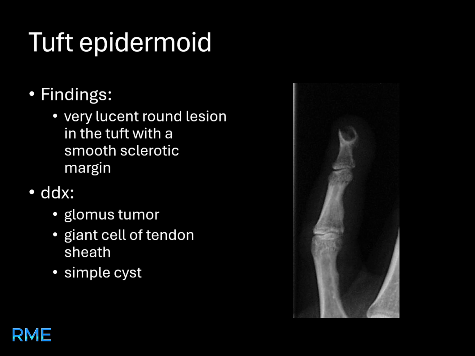Differential diagnoses include glomus tumor, giant cell tumor of the tendon sheath, and simple cyst. To further evaluate, I would recommend an MRI to help delineate the lesion's characteristics. Management typically involves surgical excision, especially if symptomatic.